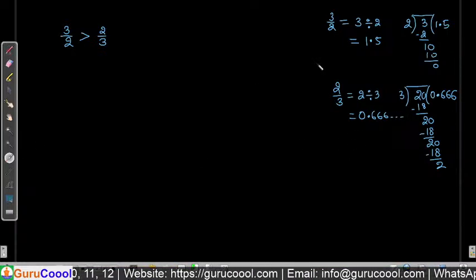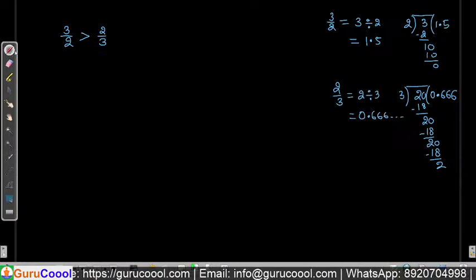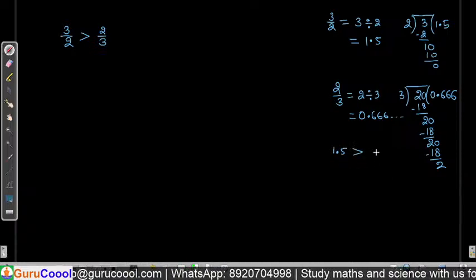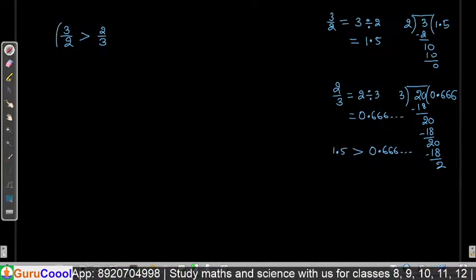Notice which one is greater, 1.5 or 0.6? Yes, 3 by 2 means 1.5, which is greater than 0.6. That means 3 by 2 is greater.